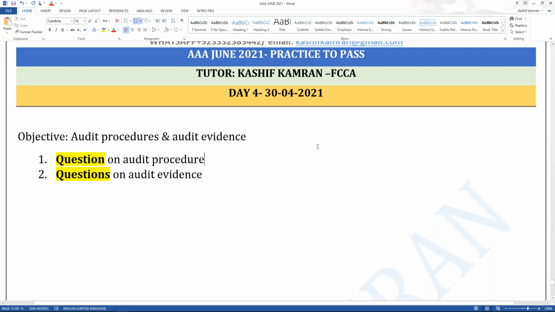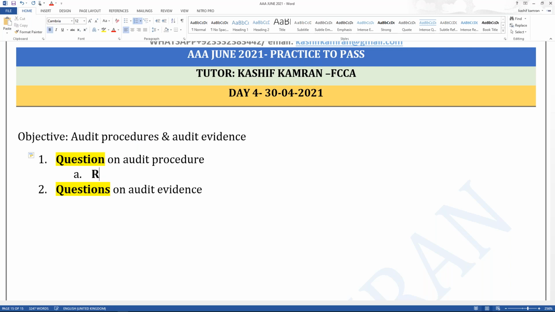Now, a question on procedure is very straightforward, right? The examiner would ask you to recommend the audit procedures on a fill in the blank, whatever that is. The examiner can ask you audit procedures on anything, and I'll be guiding you about that shortly. So that's a pretty straightforward question: recommend the audit procedure on a fill in the blank.